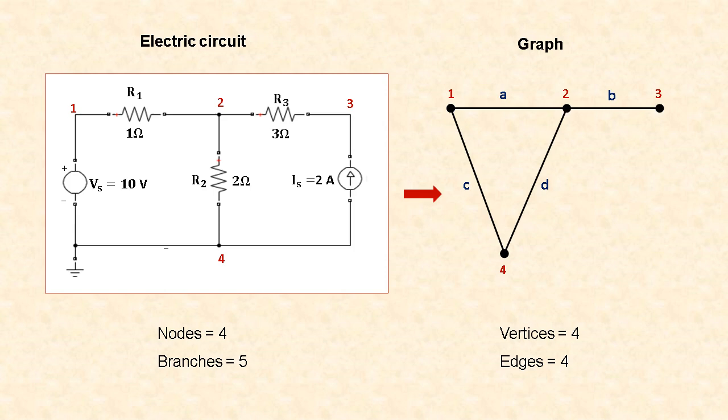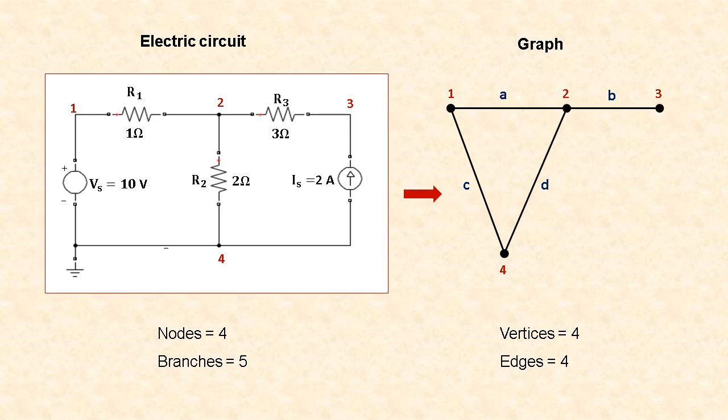Let us understand the network graph by using an example. Here the electric circuit consists of passive elements, that is resistors, and active sources, a voltage source and a current source. For the network graph, we have to replace the passive elements and voltage sources by short circuits, and we have to open circuit the current source. This circuit has 4 nodes and 5 branches. The graph of the electric circuit is shown in figure 2.